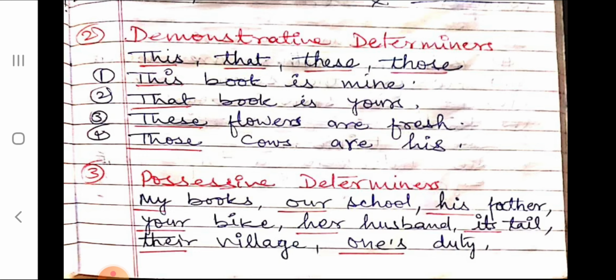Now let's take up the next category, that is possessive determiners. Possessive means possession, that shows the ownership. And possessive determiners are my books, our school, his father, your bike, her husband, its tail, their village, one's duty. These words, my, our, his, your, her, its, their, one's, show us the possession or the ownership of the noun which follows them. So these are all possessive determiners.